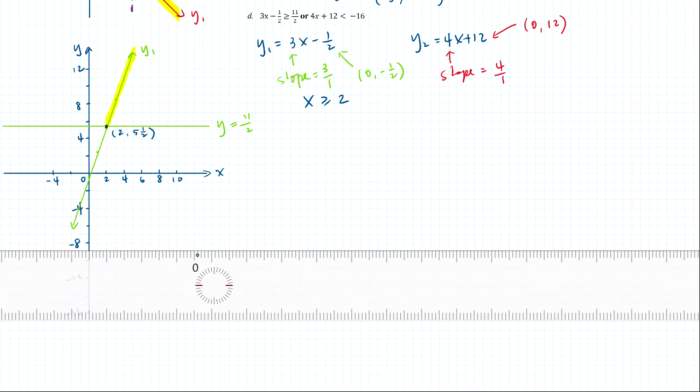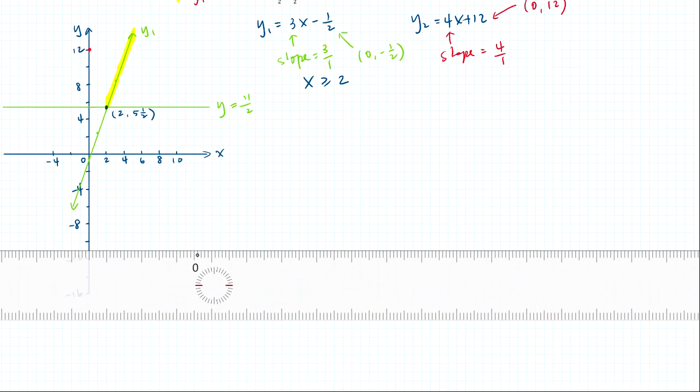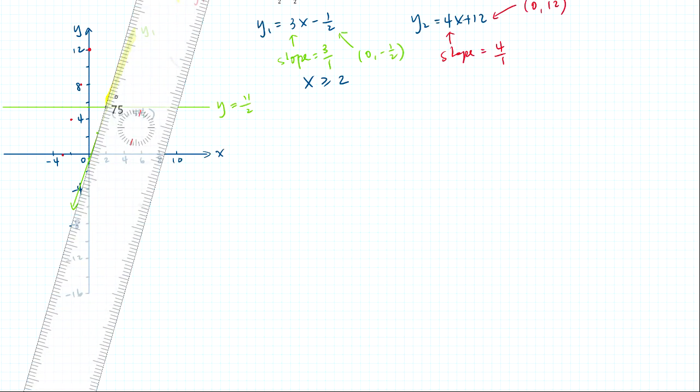And similarly for y2, if we want to graph it, we would have the starting point at (0, 12). It's quite a high starting point. So if we want to have a boundary, it makes sense that we want to go downward. There's not much room to go upward to draw the line. And if we know the slope is 4 over 1, that means every time I go down 4, I need to go to the left by 1 over here. And again, go down by 4, go over by 1 to the left. And that's going to be our points on the line.